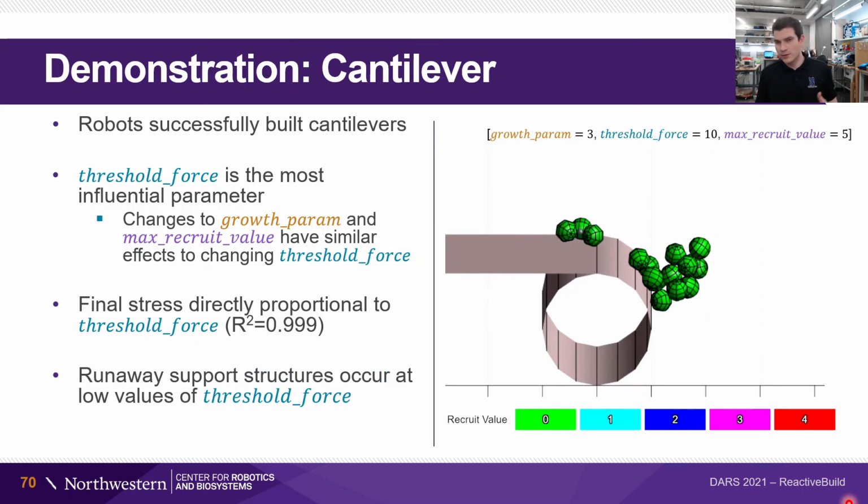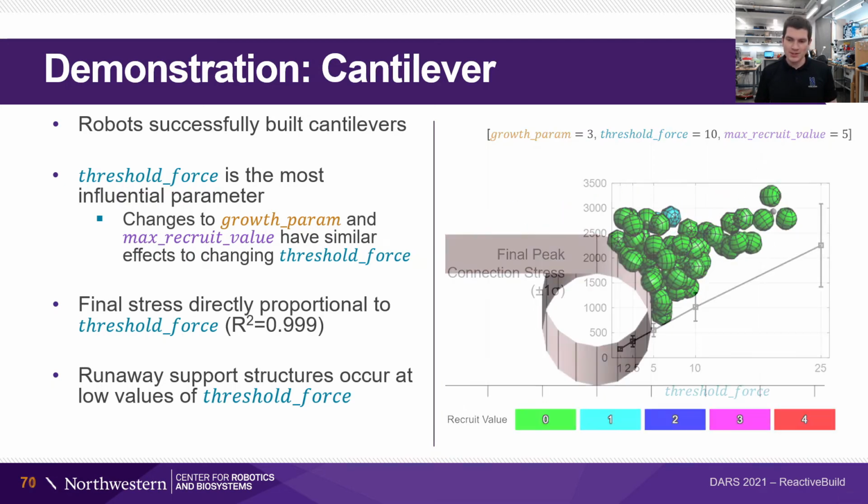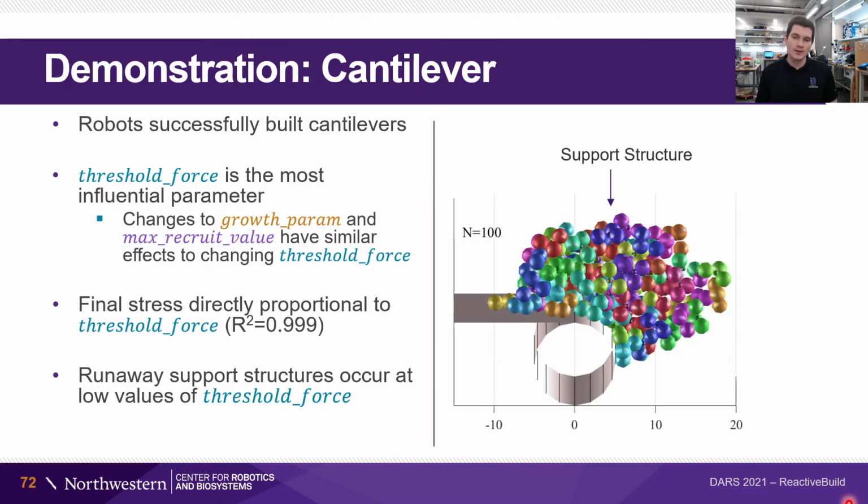The final single origin structure that we're looking at here is the cantilever. Once again, it worked. Great. And threshold force was the most influential parameter. Once again, threshold force is linearly related to the final peak connection stress. And much like the chain, we see the growth of a support structure that actually ends up stopping further growth of the cantilever.